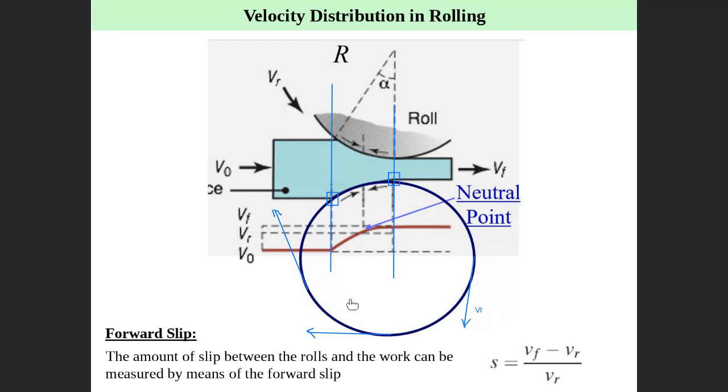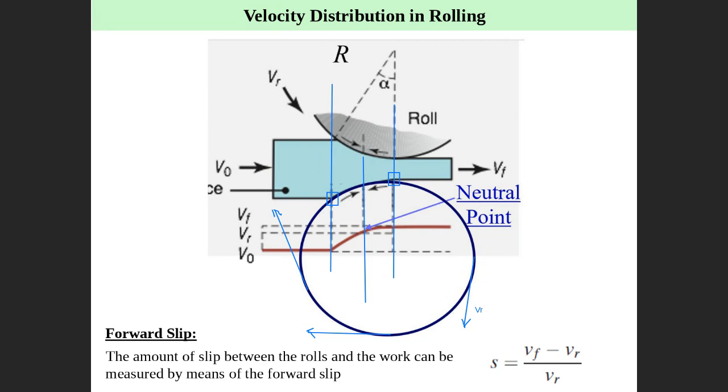N, what is the N? Revolution speed of the roller: 10 revolutions per minute, 20 revolutions, 100 revolutions per minute. This is the pi d n, which is the VR. So VR is constant, right? Where is the VR? Actually, VR is in between VO and VF. Something here in between.